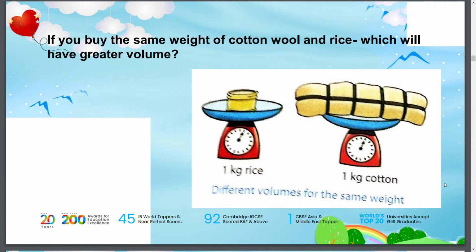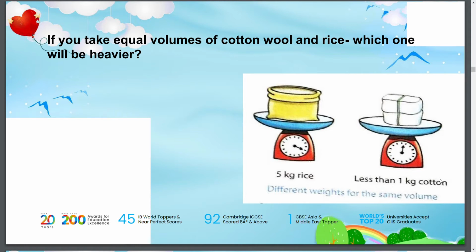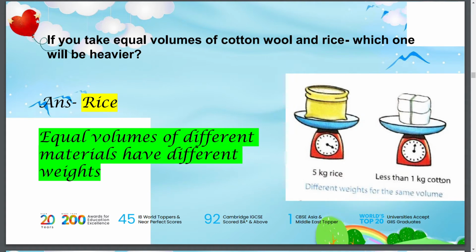So if you buy the same weight of cotton wool and rice, which will be heavier? Do you know? The answer is that they are the same weight, but cotton wool has the bigger volume because it is lighter than rice. So different materials have different volumes for the same weight. If you take equal volumes of cotton wool and rice, which one will be heavier? Of course, rice, because equal volumes of different materials have different weights.